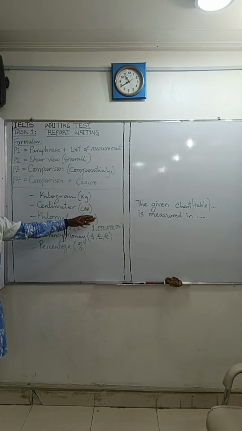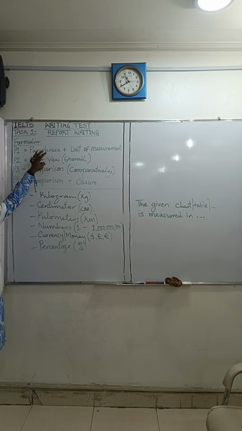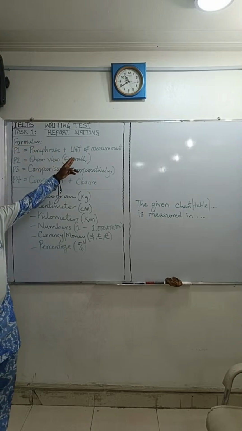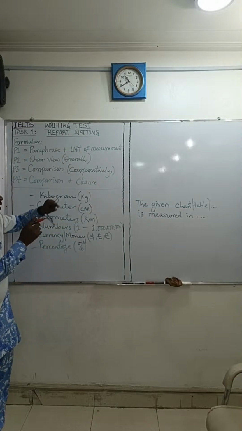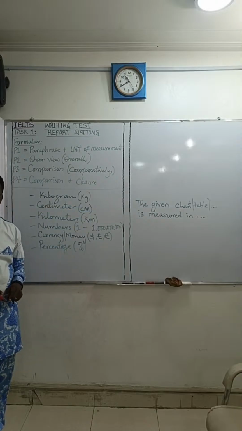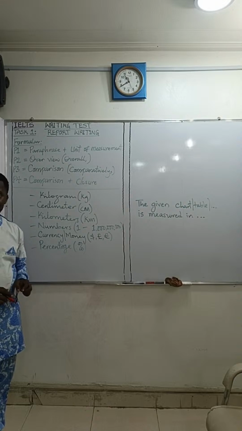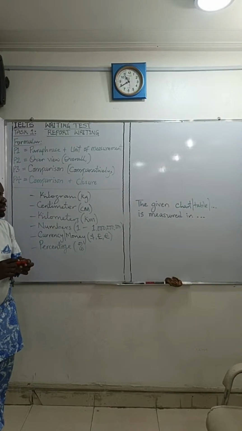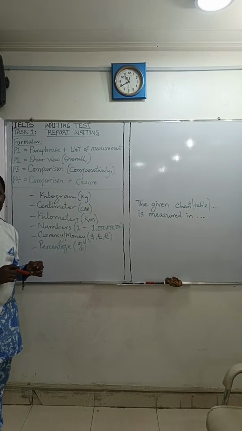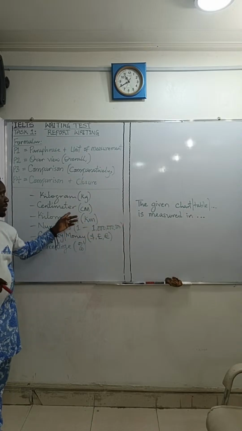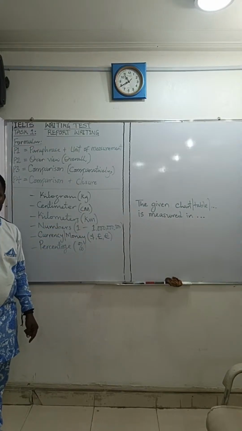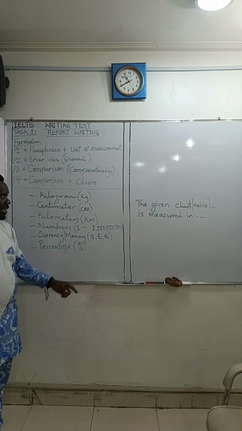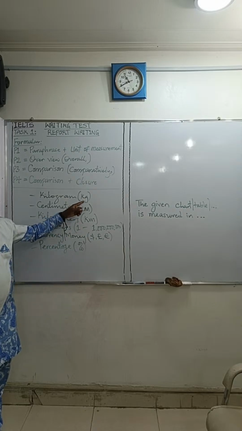Joshua, do you understand that? We are done with paraphrasing. After paraphrasing your question, you now introduce your unit of measurement. Immediately after the full stop of the paraphrase, you continue with the unit of measurement. The given chart or table is measured in whatever it is you find on the question. So it can be in kilogram, it's measured in centimeter.